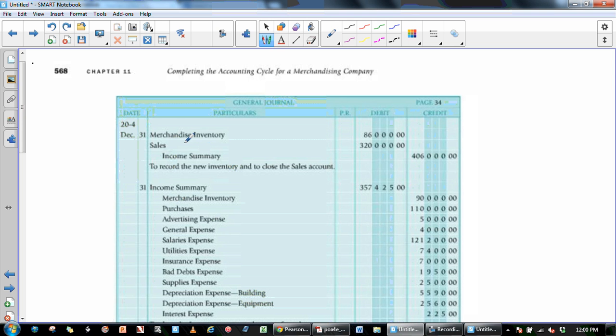So we've debited all our sales. You see that we've also debited our merchandise inventory for the ending inventory. And you'll see in a second why we've done that. But together, for these two amounts, we have credited our income summary. The reason we've debited merchandise inventory is because this is the ending inventory. This is what we want left in the merchandise inventory.